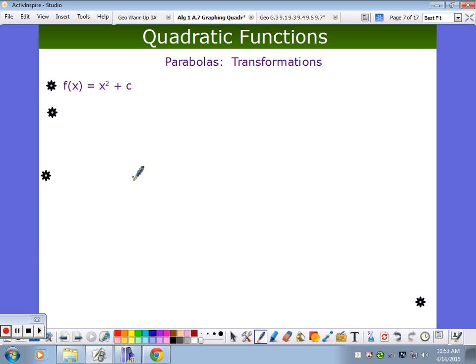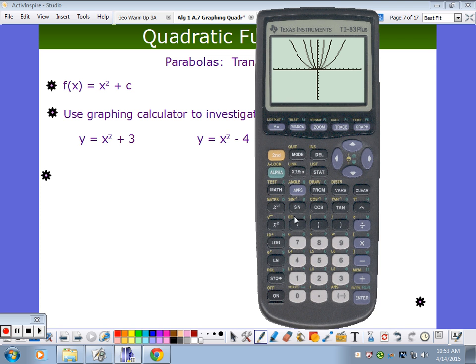Alrighty, transformation some more. What about this? X squared plus a constant. So I'm taking my parent function and I'm adding a number. Boom, 10, right? So let's see what happens with those. I'm going to go down up here, and I'm going to keep my x squared because that's my parent. I'm going to clear out the other one. I want to see what happens if I add something. So I'm going to take x squared plus a number.